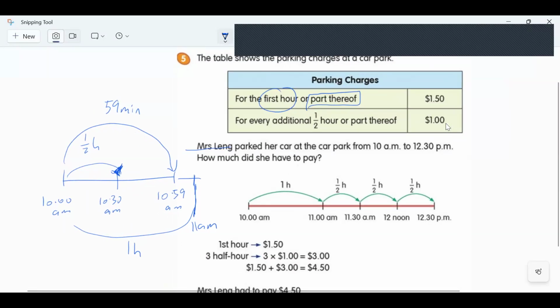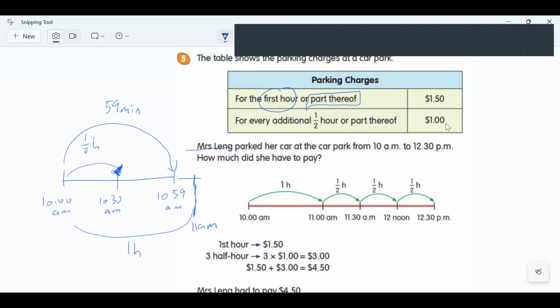So what's the meaning of part thereof? Just now you might say, then like that you don't have to pay. Oh, is it true? No, no, cannot be. Part thereof is not free. So that's what the term part thereof means. You see the words, for the first hour or part thereof. So part thereof is as long as it's a part of the hour. As long as it's part of it.